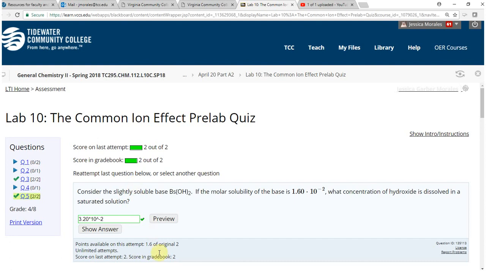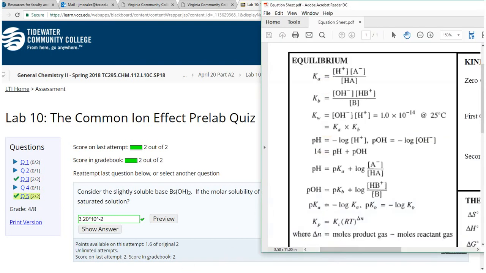And so that's really, again, just this lab is designed to reinforce Le Chatelier's principle and the relationship between all of these equations. So hopefully that helps.